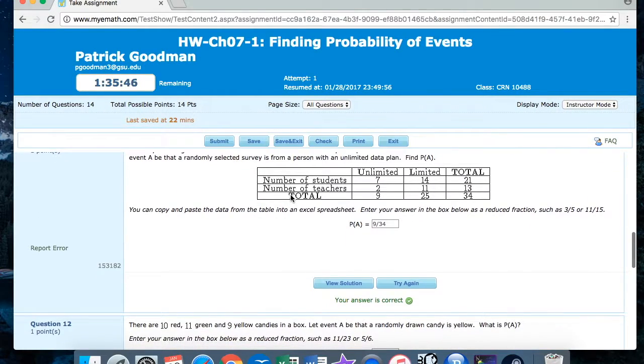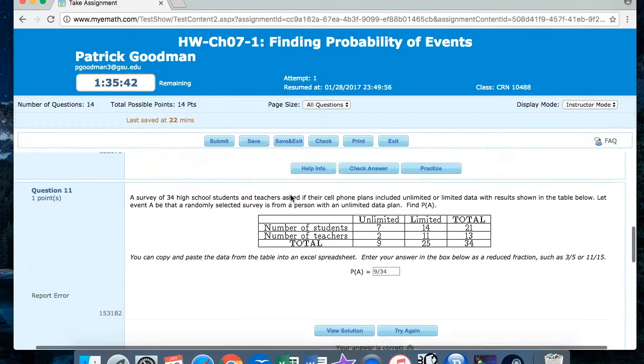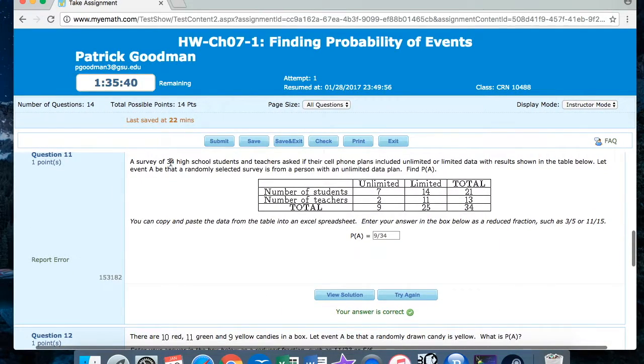Okay? And now these are just pretty much how well can you read this chart. So if you say a survey of 34 high school students and teachers asked if their cell phone plan included unlimited or limited data. So now it's going to ask you, let one of these events be A, and then find the probability of this event happening. So we say event A is that you randomly select some person and they have an unlimited data plan.